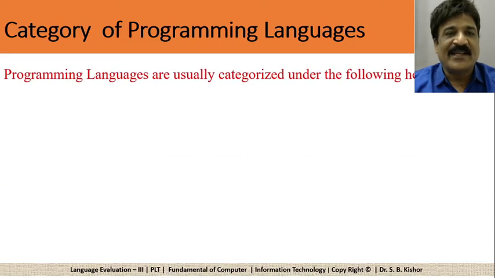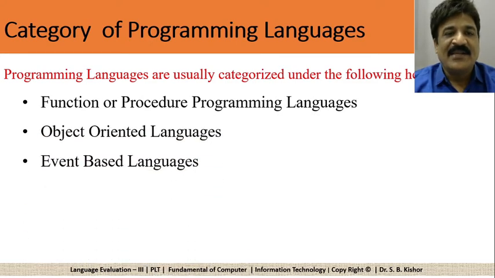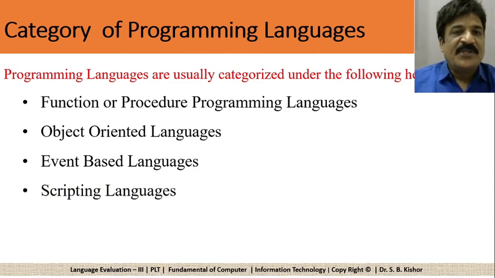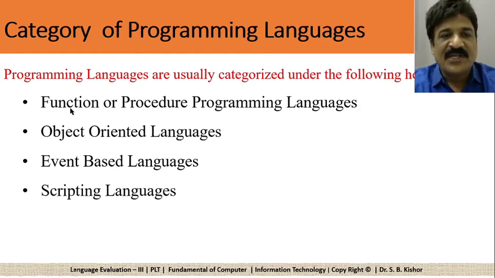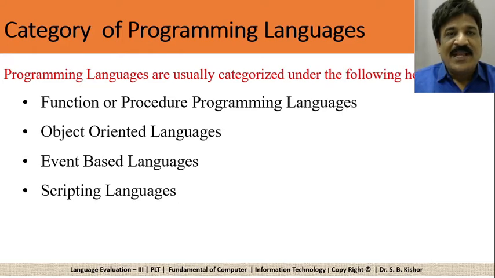Basically it is categorized into function or procedure programming language, then object oriented language, event based language and scripting language. So in today's session we are going to cover the first two. Now when you are talking about function oriented language and object oriented language, please remember object oriented language also supports the concept of function oriented language. Event based language supports the concept of function oriented as well as what? The object oriented language, and so on.